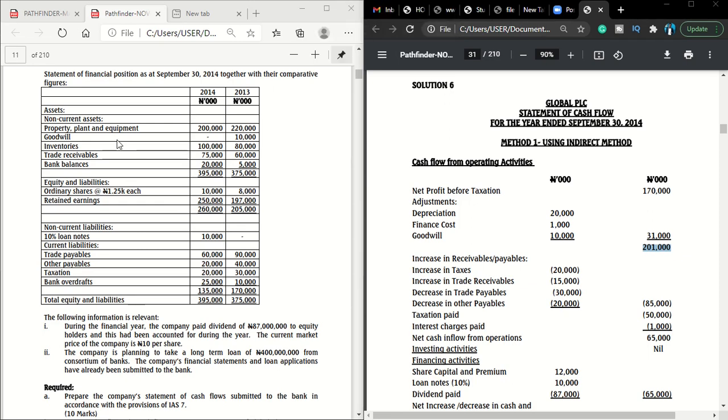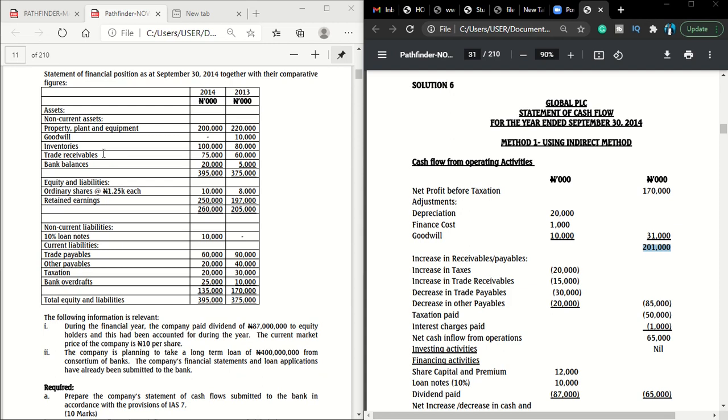So let's start. So things that will come here now are inventory, trade receivable, trade payable, other payables. So let's go. For our inventory, I gave you a hint. I told you an increase in assets is an outflow. So look at it. In 2013, I have 80,000, while in 2014, I have 100,000. It means that this thing has grown. There is an increment by what? 20,000. So I will come here. Ignore this. This is an error. So increase in inventory. How much? 20,000. So don't forget, it is an outflow because it is an asset, right?